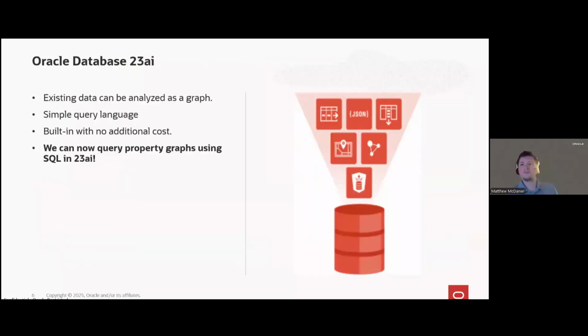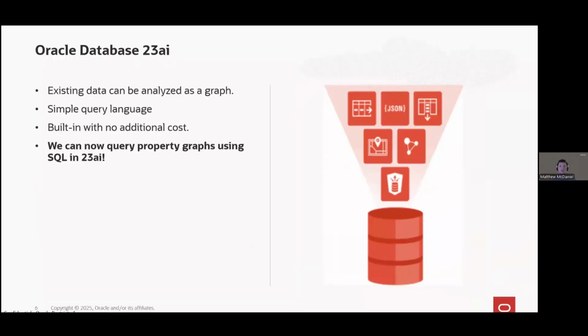Before I go further, just to mention, all of this graph stuff I'm talking about is available in Oracle database. It's been there for a while. You can use it with no additional cost in your database. It's very simple to use. The query language is very easy to learn. And even in 23 AI, you can now use SQL to query these property graphs. And lastly, actually, I do want to mention existing data can be analyzed as a graph. So we don't need to recreate our schemas, don't need to re-import any data. We use the existing data that you have in the database, but we model it as a graph.